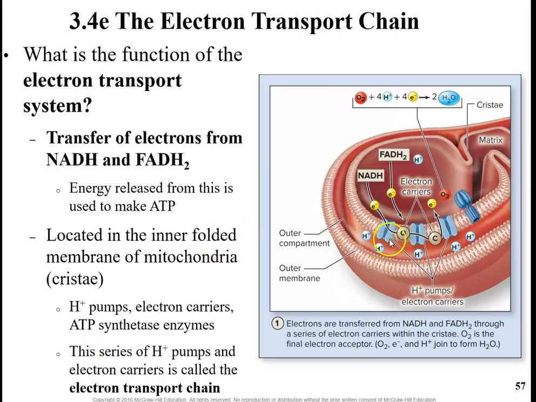You'll see hydrogen pumps, that's these channels here. You'll see electron carriers, that's symbolized here by Q and C. And you'll see ATP synthetase enzymes, which here's one such enzyme. The series of hydrogen pumps and electron carriers is called the electron transport chain.